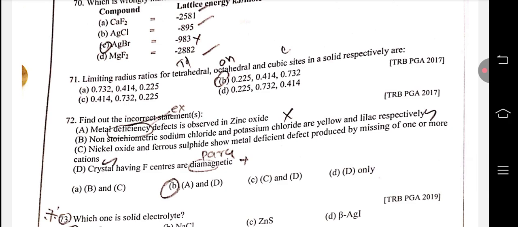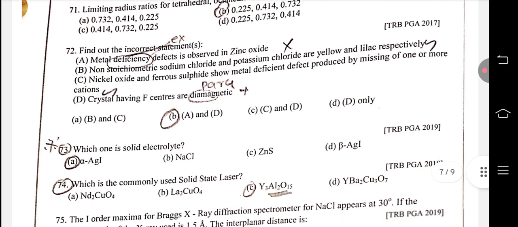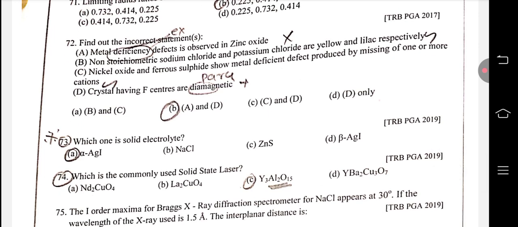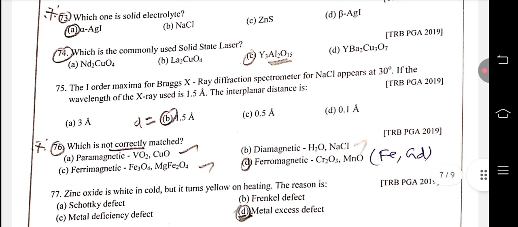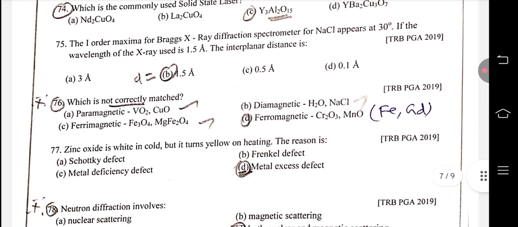71, the limiting radius ratio of the tetrahedral, octahedral and cubic sites in solids, B type. 72, find the incorrect statement. B is the right answer. A and D are incorrect. The remaining is correct. 73, which one is a solid electrolyte? Alpha silver iodide. Which is commonly used in solid state laser? Ytterbium aluminum oxide. C is the right answer.